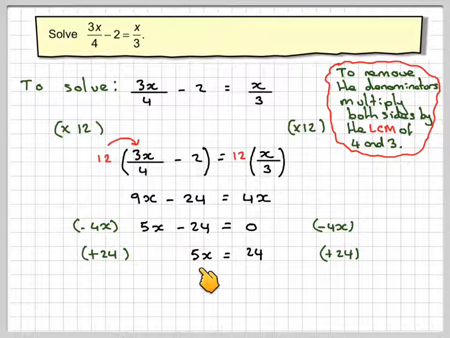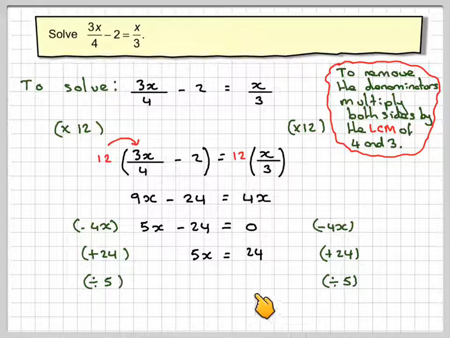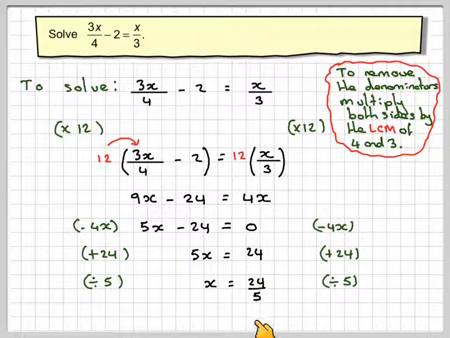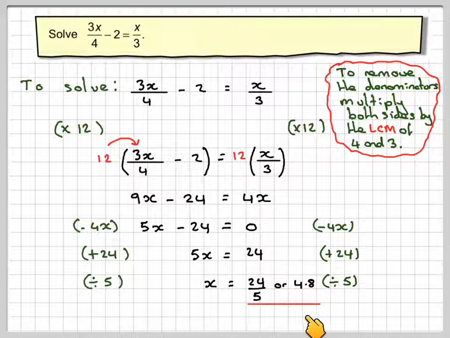And then we've got 5 times x, so the inverse of multiplying by 5 is to divide both sides by 5. So dividing 5x by 5, we're going to get x on this side, and 24 over 5 on this side, or we can say 4.8.